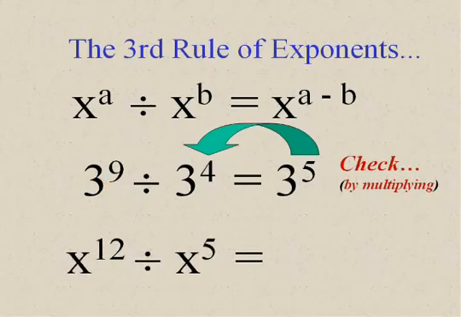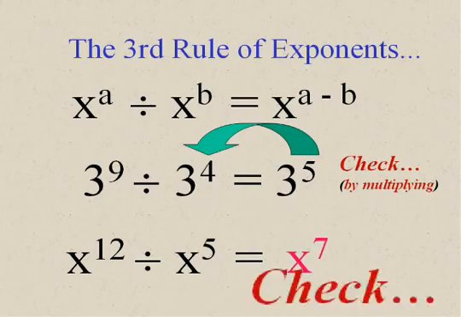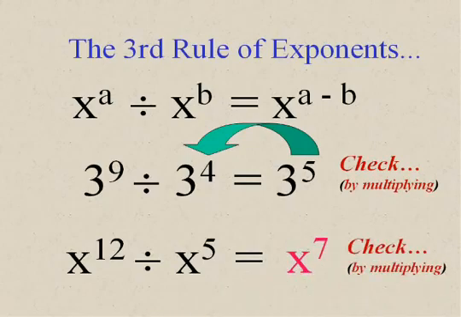X to the 12th divided by x to the 5th. That's just crazy enough to work. We can subtract exponents and we get the answer, x to the 7th. Now let's check it by multiplying. Doesn't x to the 7th times x to the 5th equal x to the 12th? Yes, it does. So it works.